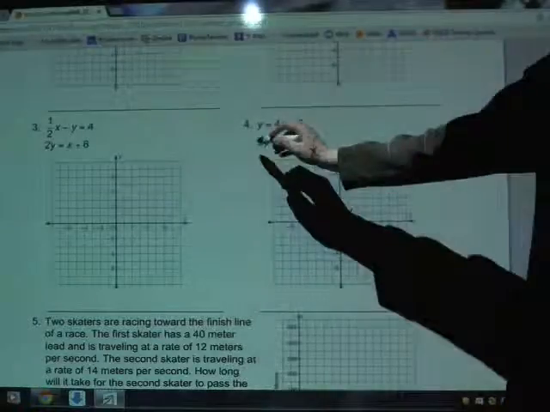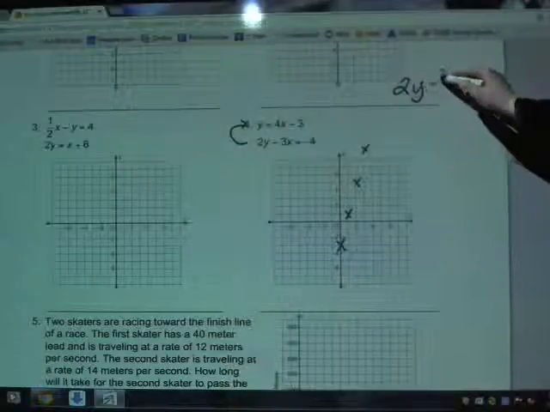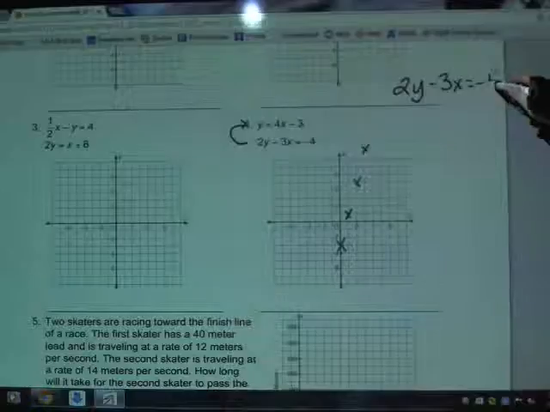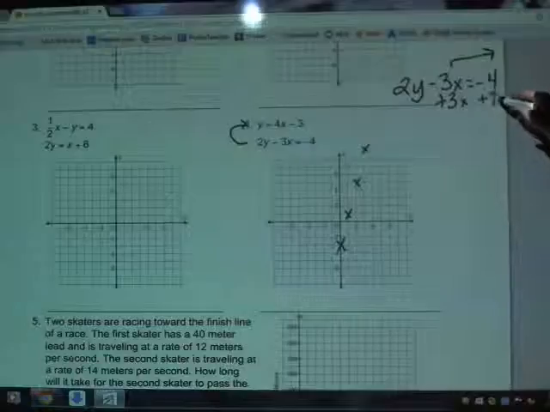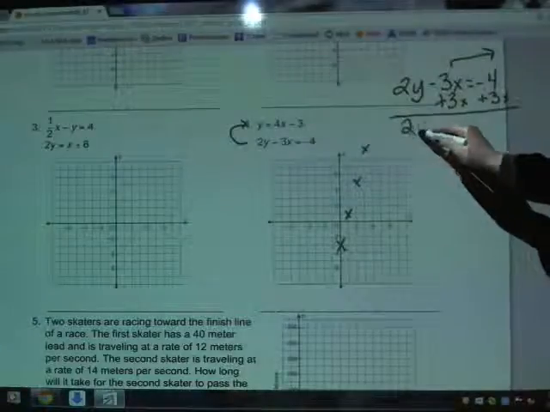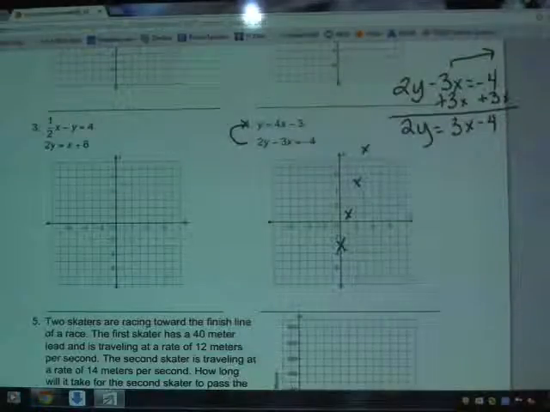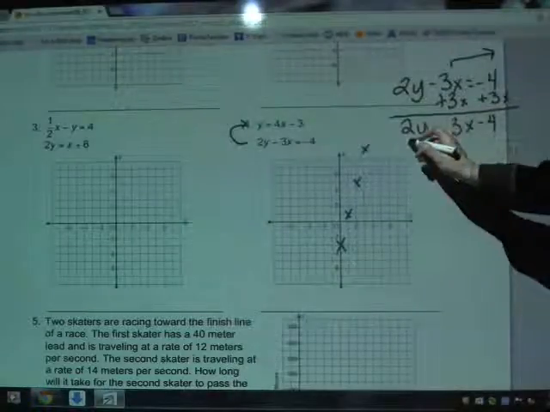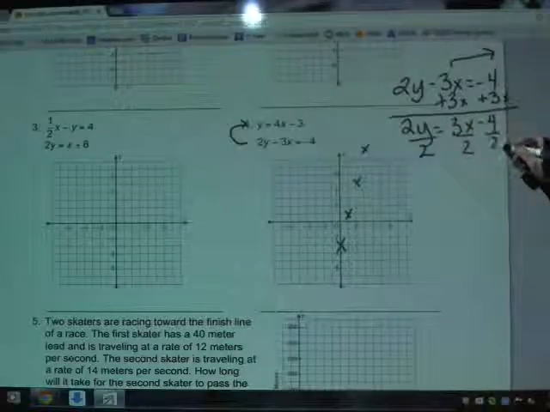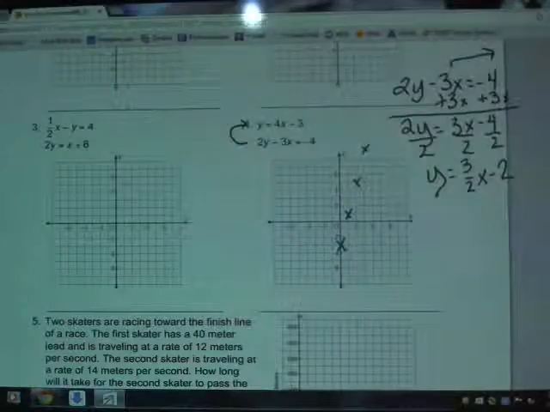If we want to manipulate the equation to make it look like this, what we're going to do is take that equation and move the 3x part to the other side. I'm going to do that by adding 3x to both sides. So it's going to give me 2y equals 3x minus 4. Now, that's not bad. But the problem is I got this 2 in front of the y. And to be in slope-intercept form, I'm going to have to divide across by 2 here. When I do that, I get y equals 3/2 x minus 2. And that's in slope-intercept form, which we could then graph.